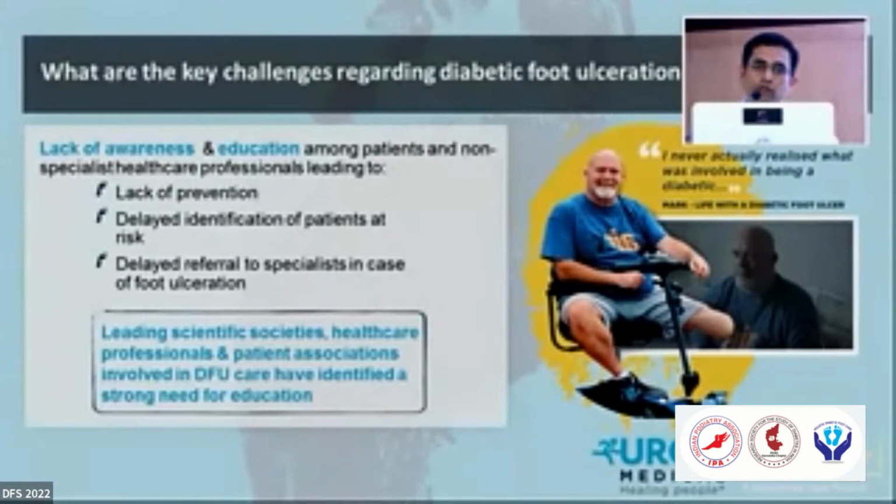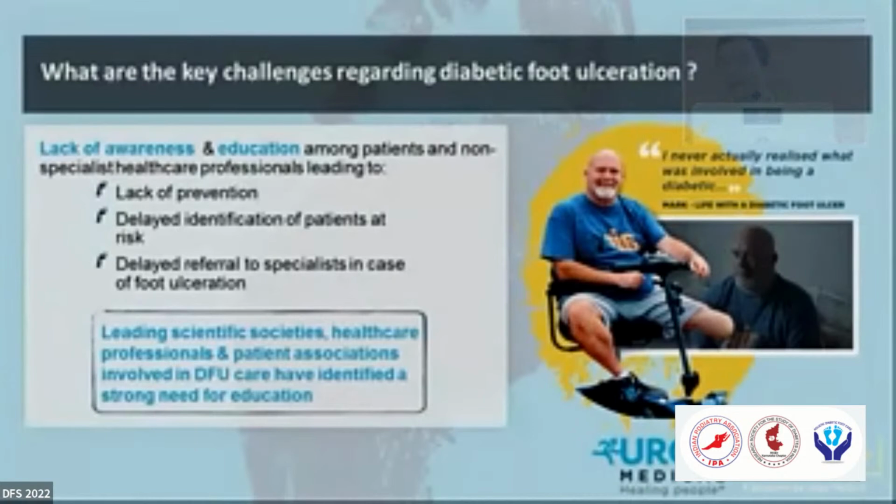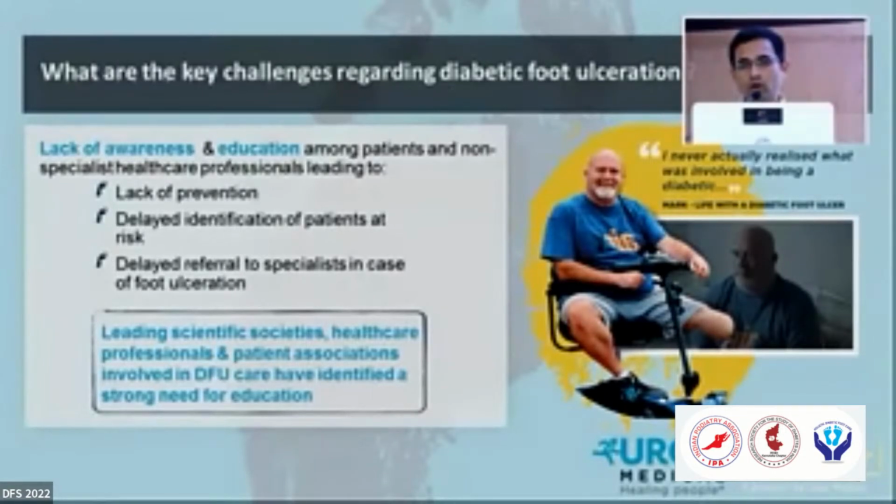Most importantly, the attitude, the social changes. See, it's very difficult for me to tell a diabetic patient not to eat a sweet. But to inculcate that attitude in that diabetic patient is very, very difficult. That is the attitudinal change that we are talking about. That is difficult. Delayed identification of patients at risk. So when a patient walks into your OPD, we should be able to identify the high-risk diabetic feet. Delayed referral to specialists in case of foot ulceration because of so many causes. But the most important cause is lack of awareness.